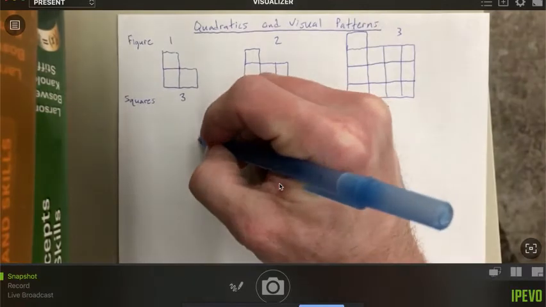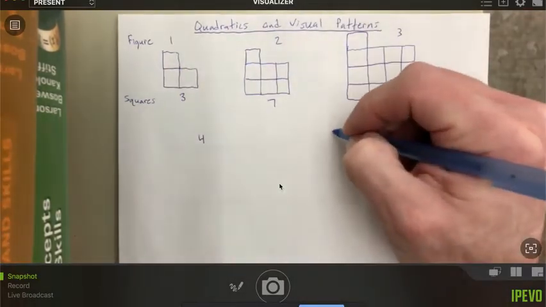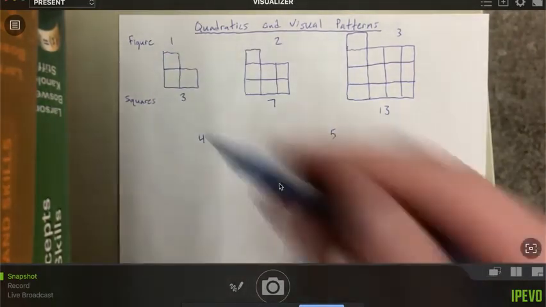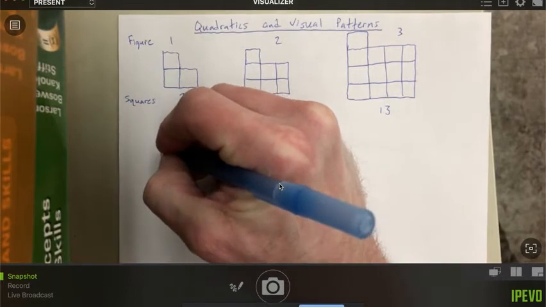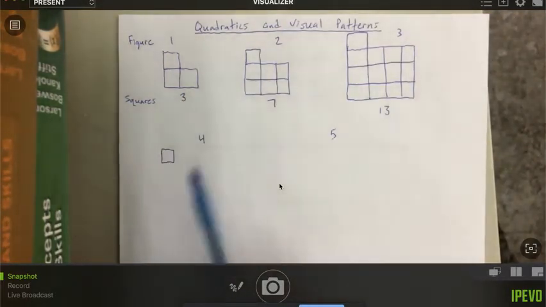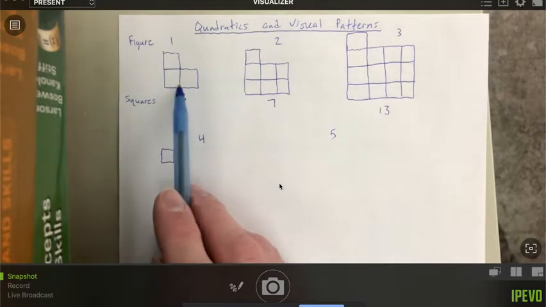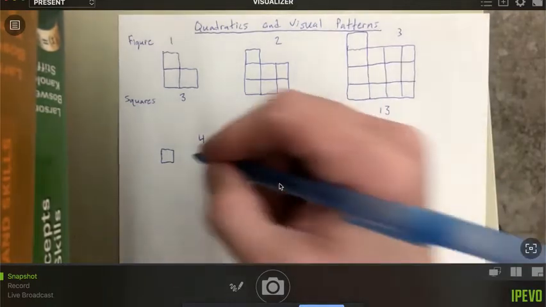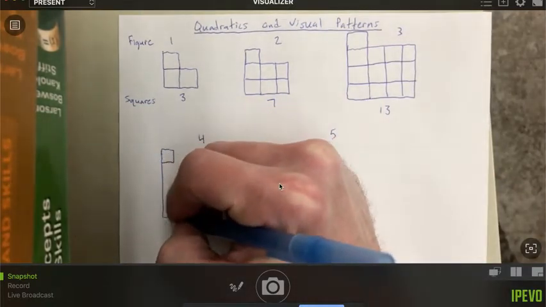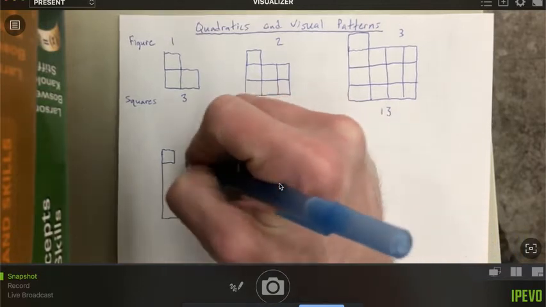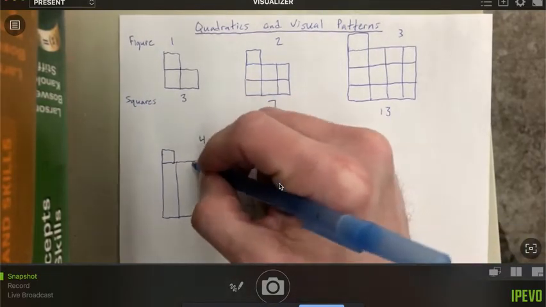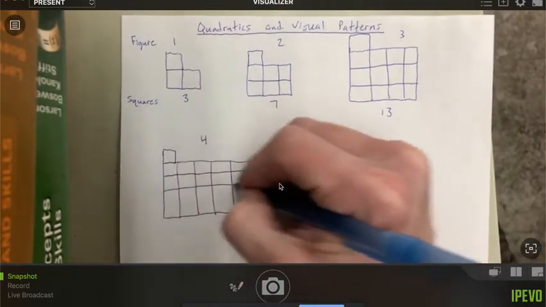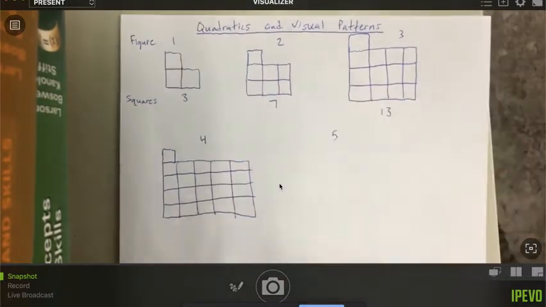So I'm just going to go to figure 4, and I'm going to go to figure 5. Notice how each time there's always one extra square on top. So I know for figure 4 there's going to be one extra square on top. Then if I think about this pattern, notice how below that one square is a 1 by 2, a 2 by 3, a 3 by 4, and I'm betting that figure 4 then is going to be a 4 by 5. Definitely not proportional, but we'll call it an abstract representation.